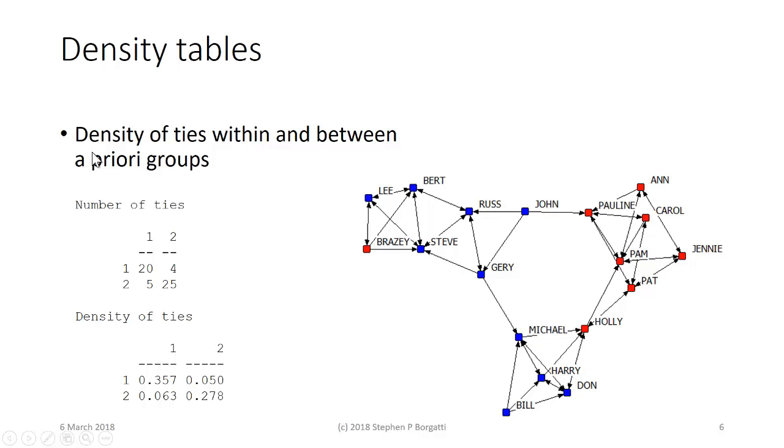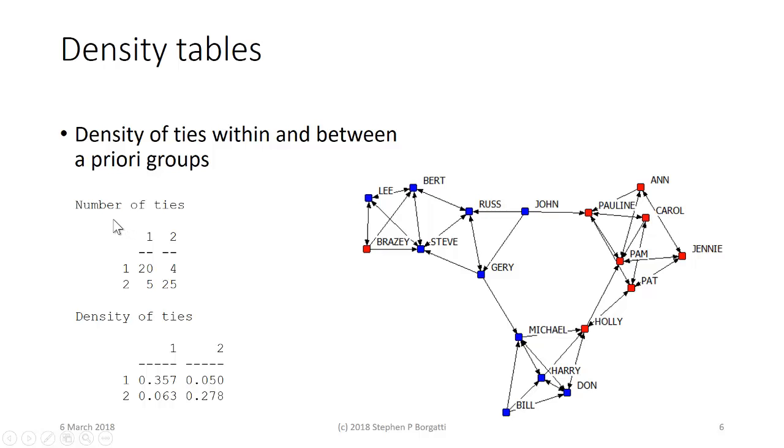Now, of course, the number of men and women is not identical. So we typically divide by the number possible. And that's what we call density here. So this number, 0.357, corresponds to the 20, and it's 20 divided by the number of women times the number of women minus 1 divided by 2. So in other words, 36% of all pairs of women actually have a tie.